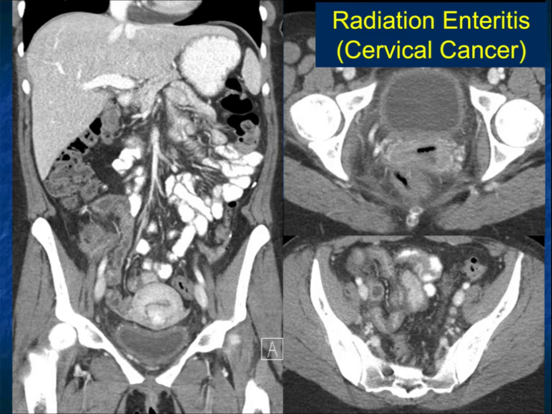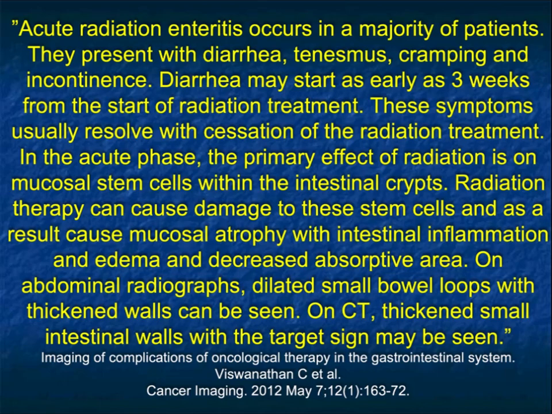Here's another patient, cervical cancer. Again, thickening of the small bowel. You can see it's particularly in the distal ileum. You can see the cervical cancer. But again, a very typical appearance for radiation enteritis.